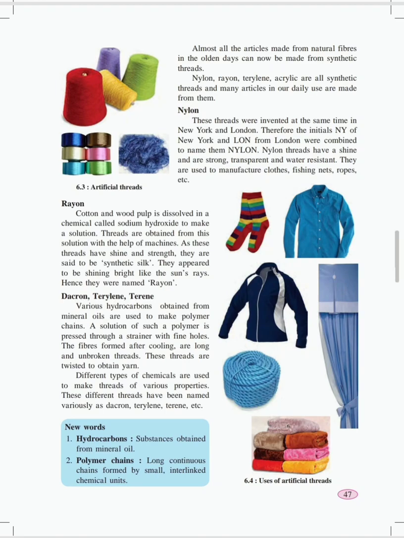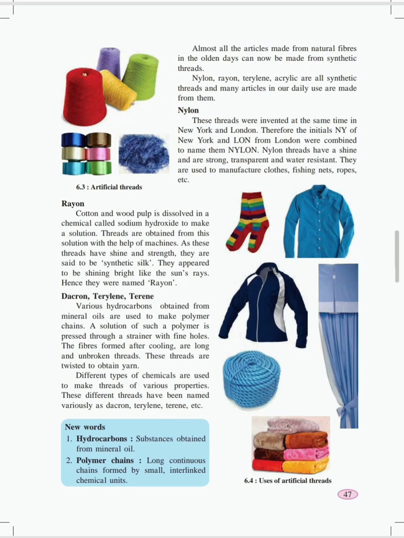Rayon. Cotton and wood pulp is dissolved in a chemical called sodium hydroxide to make a solution. Threads are obtained from this solution with the help of machines. As these threads have shine and strength, they are said to be synthetic silk. They appear shiny, bright like the sun's rays, hence they are called rayon, as they shine like the sun's rays. So therefore ray. And it is made with the help of cotton and wood pulp dissolved in a chemical. So it is named rayon.